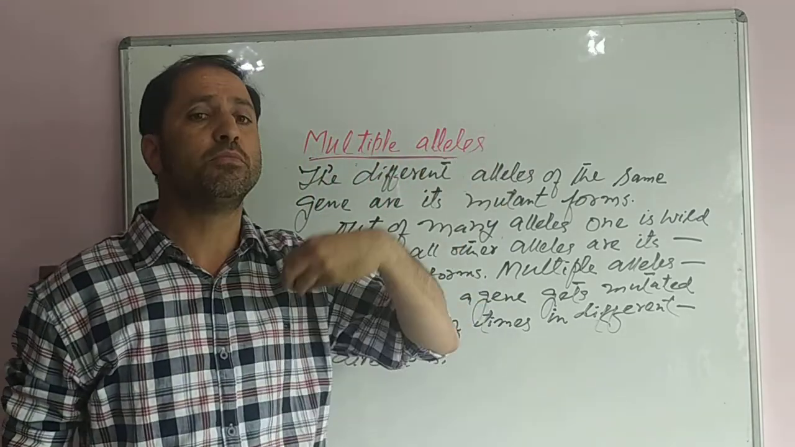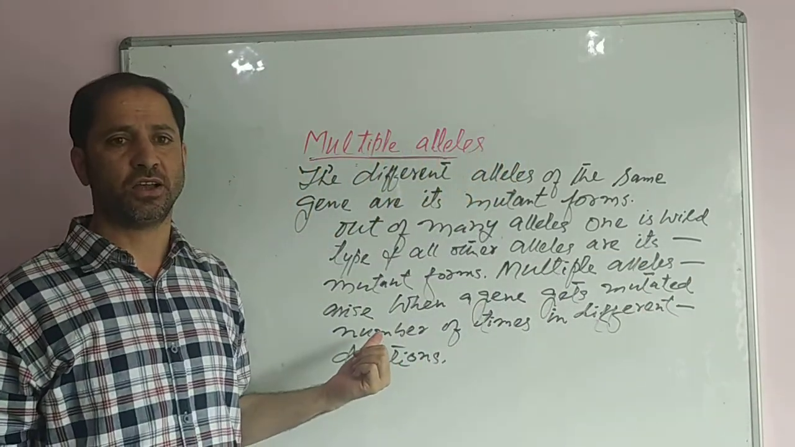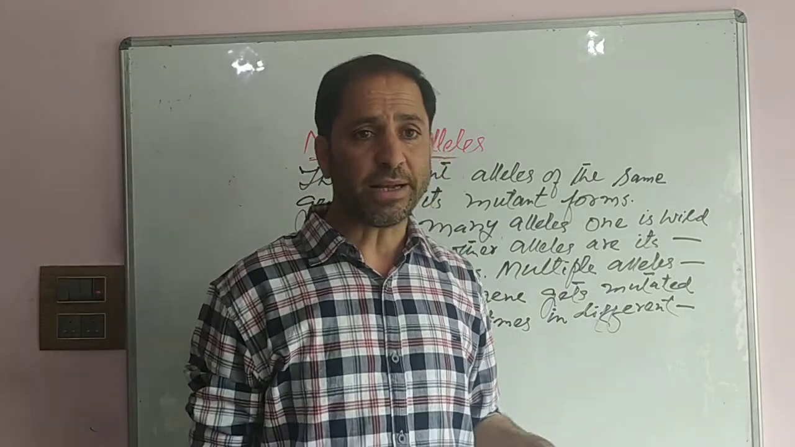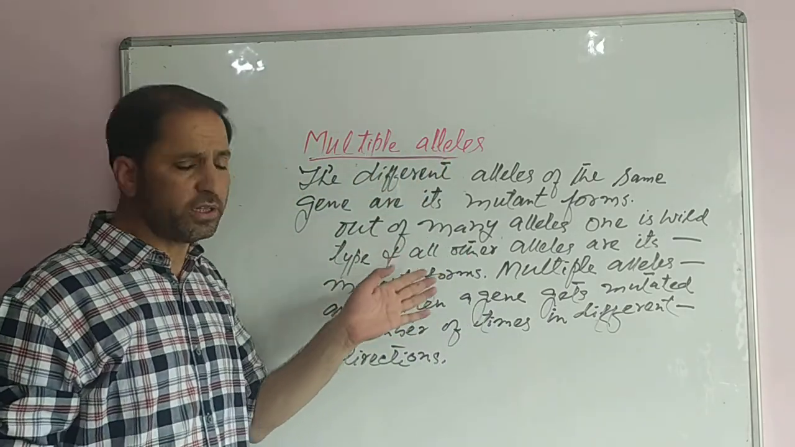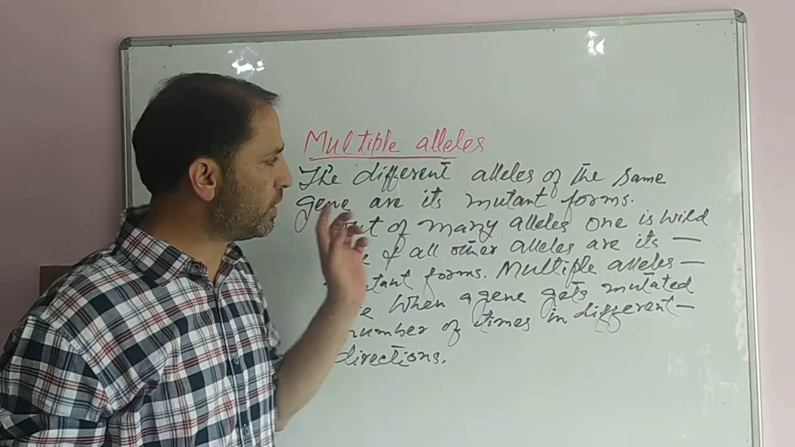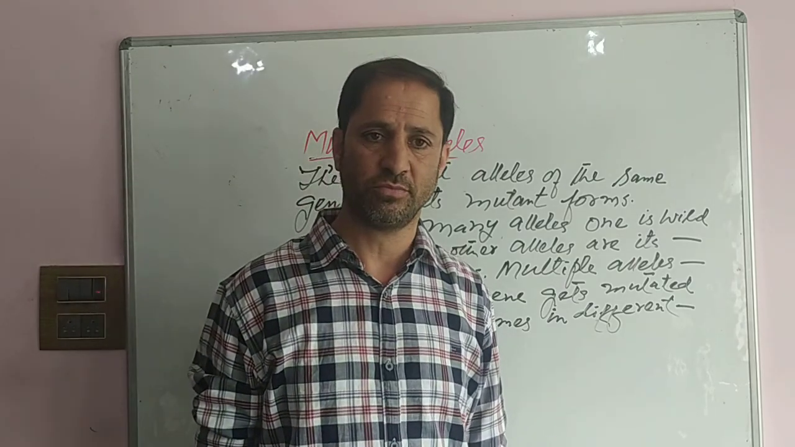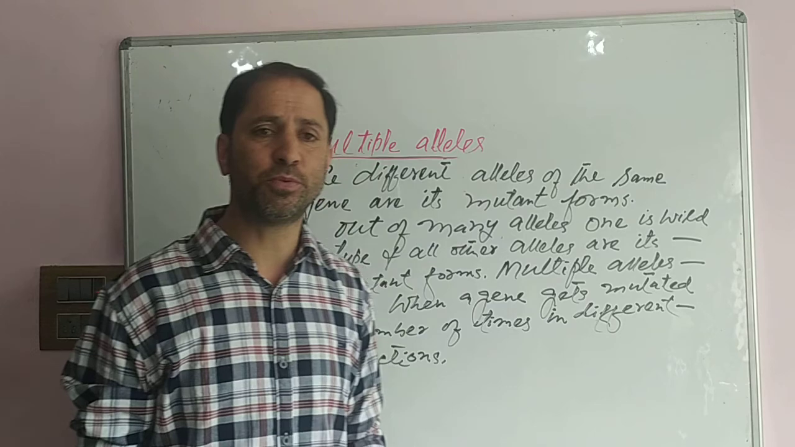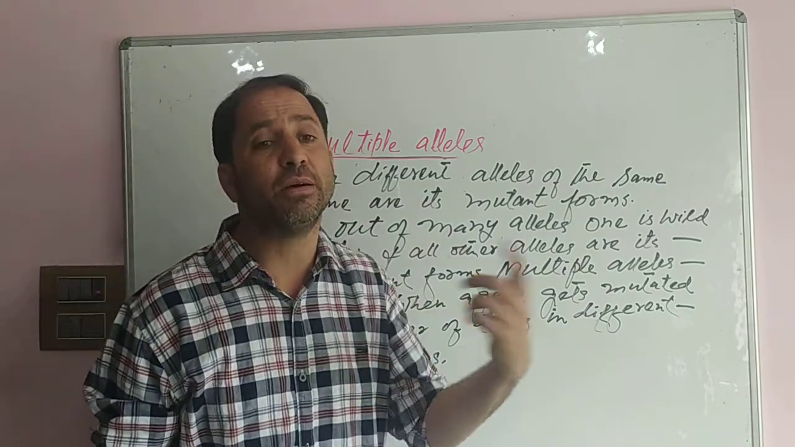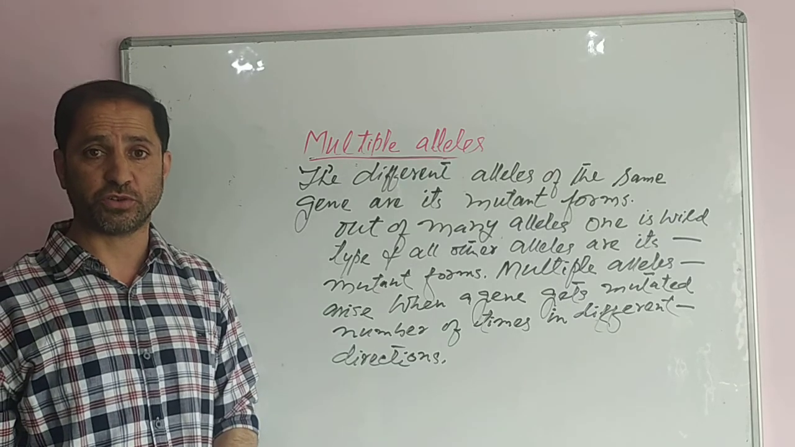When the wild type is being mutated, the new forms which arise are alleles. Usually we say one gene has two alleles, but if a gene gets mutated a number of times, instead of two alleles we may have many alleles. So multiple alleles arise as a result of mutation of the genes. The origin of multiple alleles occurs due to mutation of a gene a number of times in different directions, so that different alternative forms are produced.